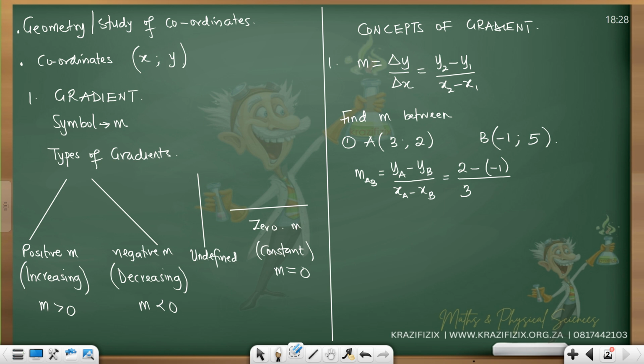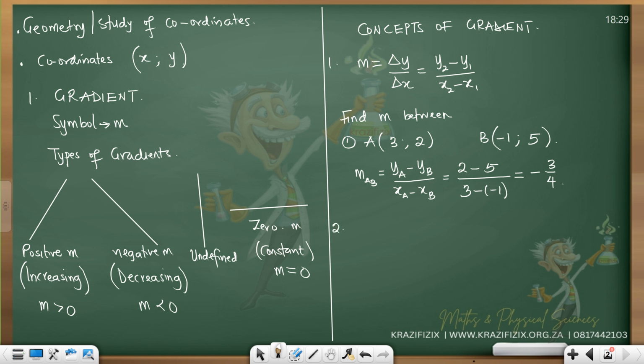No. Why am I saying minus 1? Y is 2 minus 5 minus negative 1. 3 over 4 is a decreasing function. Is a decreasing what? Function. Are we okay with that first one? All right. So that's our first concept of gradient.